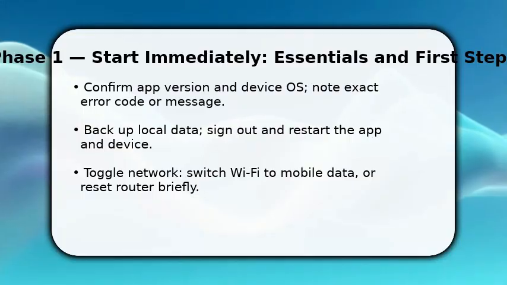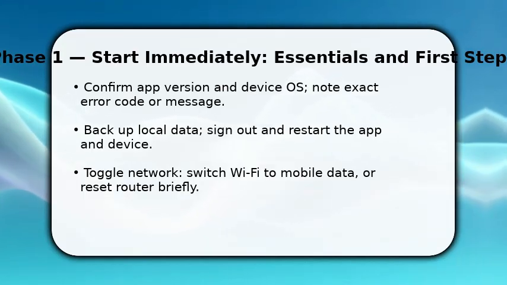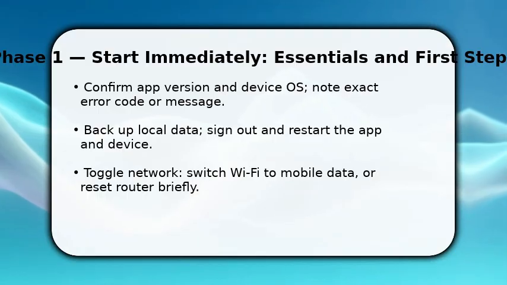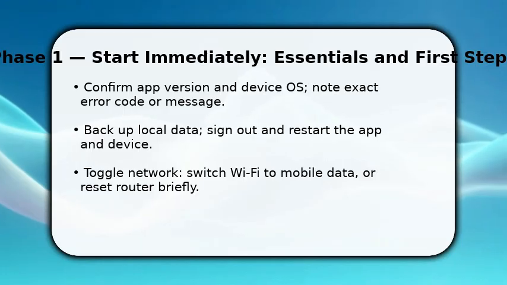Enjoy the video. You start by confirming basics that matter: check the app version and device OS, and note the exact error text. Once done, back up any local data, sign out of the account and force quit the app. This clears transient state. Then restart your device to flush caches.